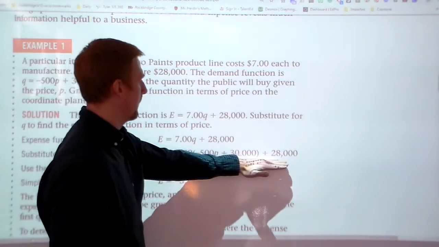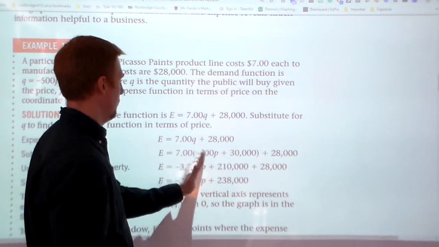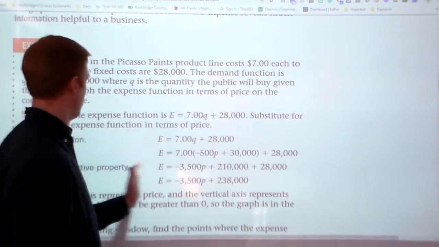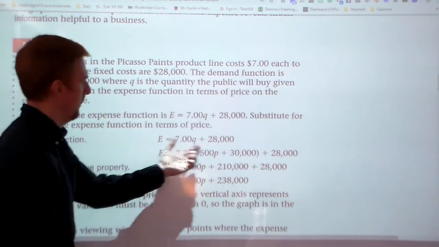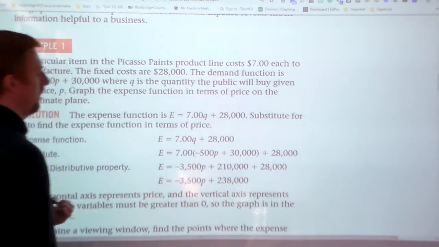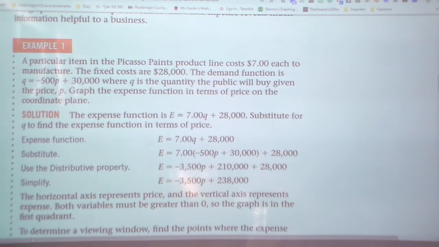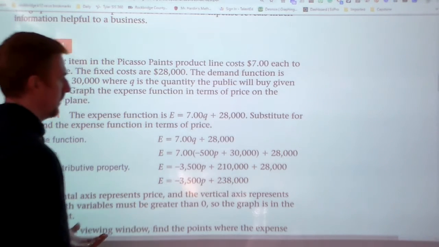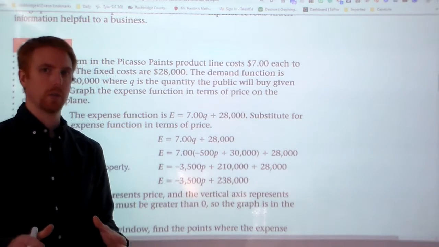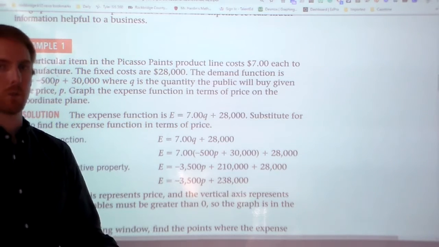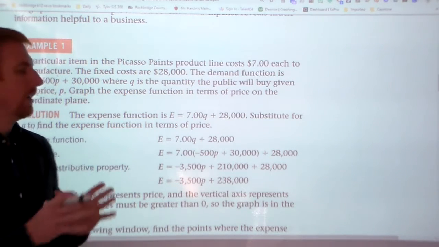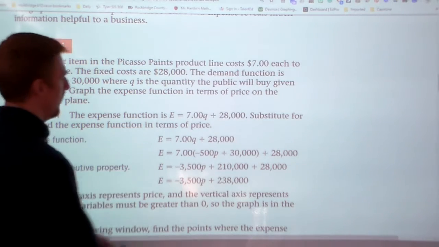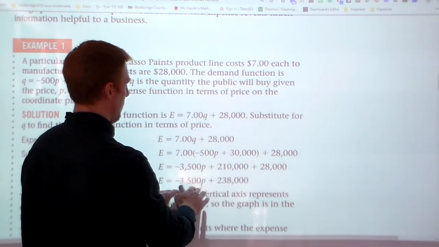All right, now that they've plugged that in, the next step is to distribute the $7. And it says right here, use distributive properties, so that's what they're doing. They're distributing. Okay. And then finally, you just combine your like terms. There's a lot of Algebra 2 going on here. So you've got to understand algebra. That's why you had to have Algebra 2 before you took this class. Combine these terms, and there you go.